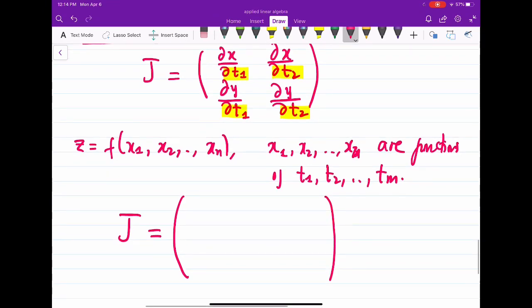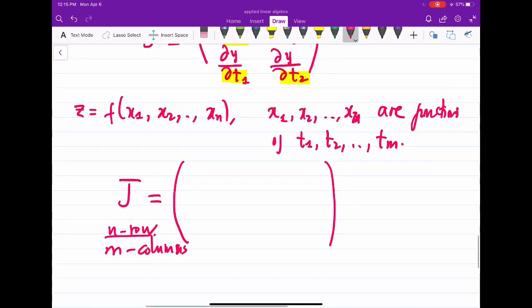So you would guess, yeah, we have n variables in here, so we have n rows, right? And then we have m variables, t1, t2, ..., tm, so we have m columns. Makes sense? In the first row, you have partial derivative of x1 with respect to t1, partial derivative of x1 with respect to t2, and so on. You have partial derivative of x1 with respect to tm.